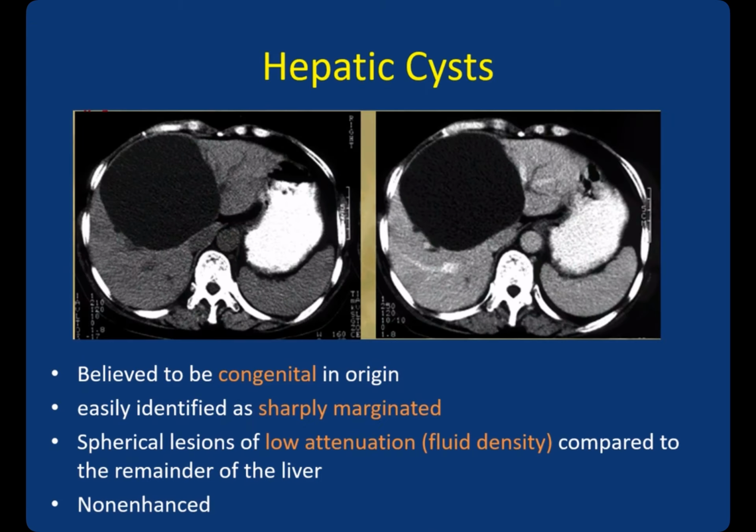The first disease is the hepatic cyst. Hepatic cysts are believed to be congenital in origin, and are easily identified as sharply marginated. We can see the margin, how sharp, and spherical regions of low attenuation, usually fluid density compared to the remainder of the liver, and they are usually non-enhanced.